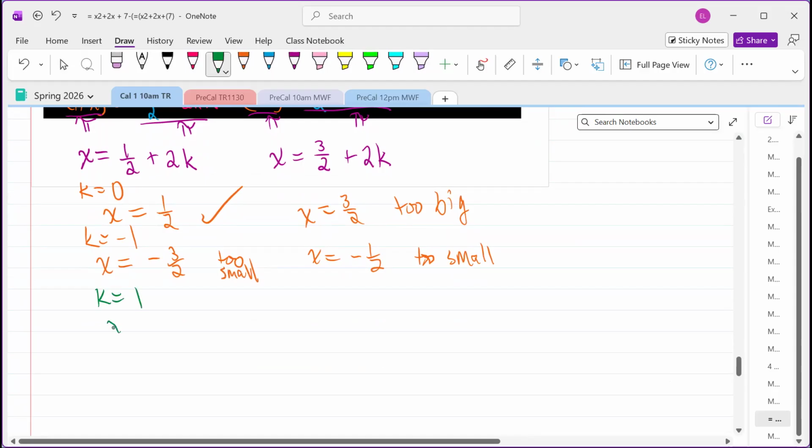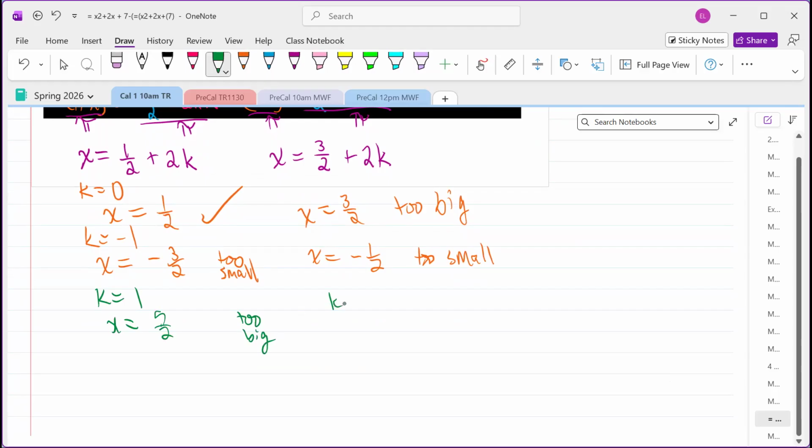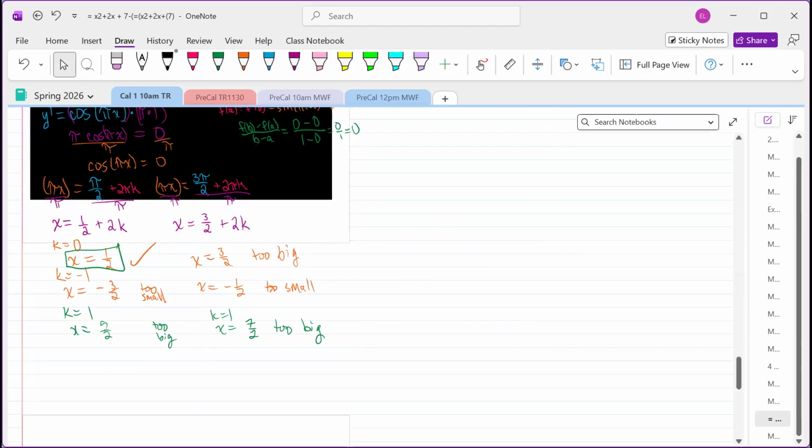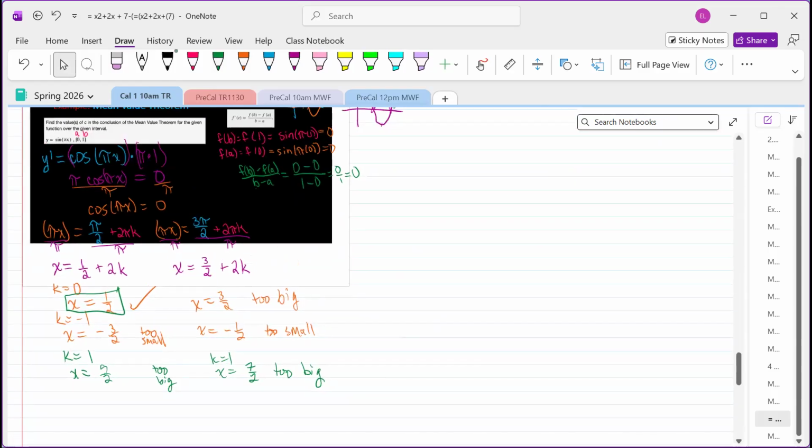If I plug in +1, 1/2 plus 2 is 5/2. Too big. Three halves plus 2 is 7/2. Too big. So the only solution we get is x equals 1/2. All of these others are solutions. They are other x values where the slope of the tangent line is 0. But x equals 1/2 is the only number between 0 and 1.